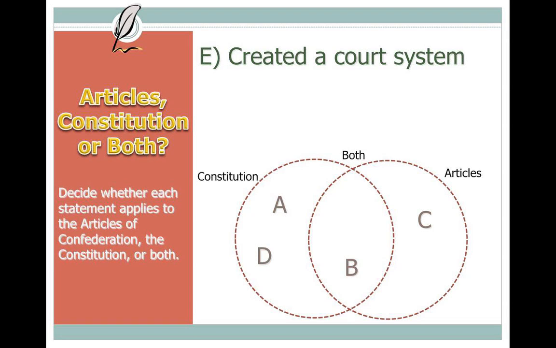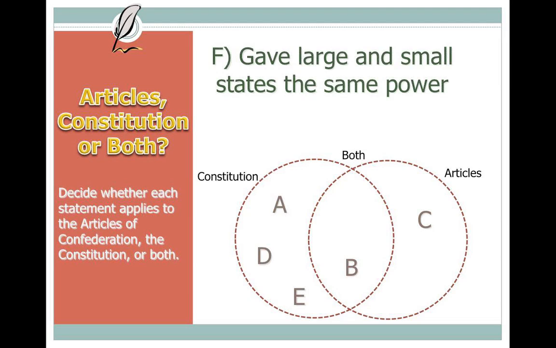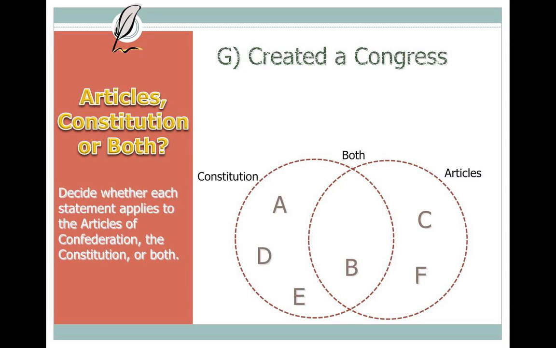E, created a court system. There wasn't a court system under the articles, but there was under the Constitution. So that goes underneath the Constitution, E, under the Constitution. F, gave large and small states the same power. Well, we know that under the Constitution, it was a large in the articles. Let's go back. Sorry, the articles gave large states and small states the same power. The Constitution did not. So that's under F.